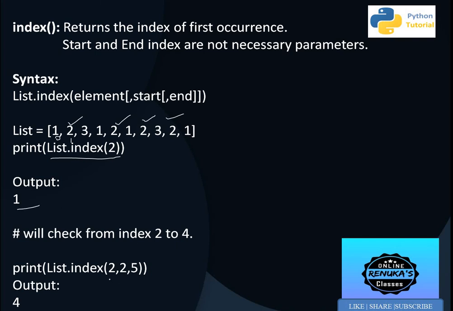You can also specify the range, that here we want to check or return the occurrence of 2 from index 2 to 5. So it will check only from 2, 3, 4, from here to here, and it will check whether 2 is present here. Actually 2 is present here, and it will return the index of that occurrence. So the index of this 2 is 4, so it will come as 4. So you can specify the range also for finding any element, and without finding any element, if you give the range, then it will give the first occurrence index.